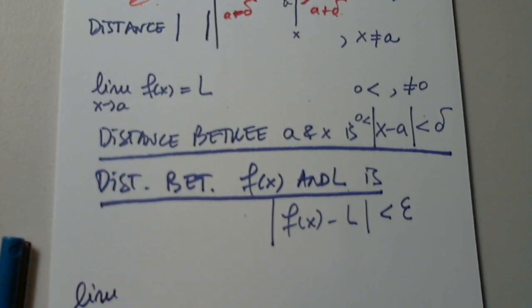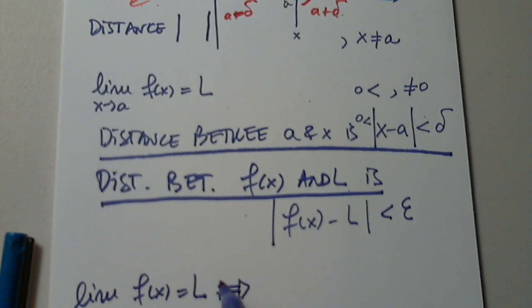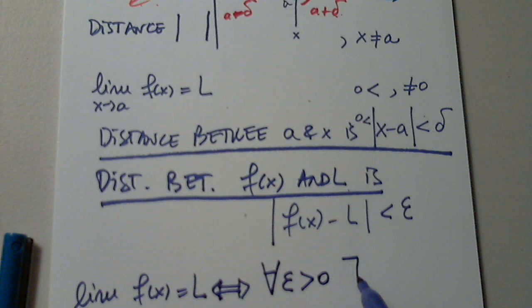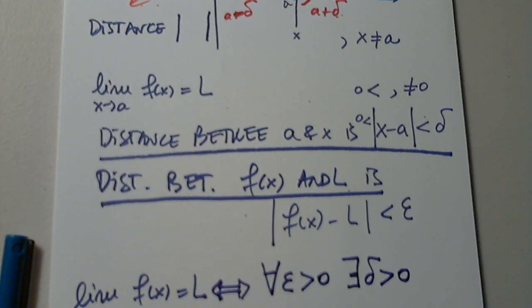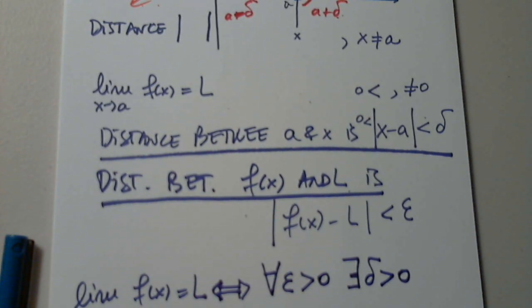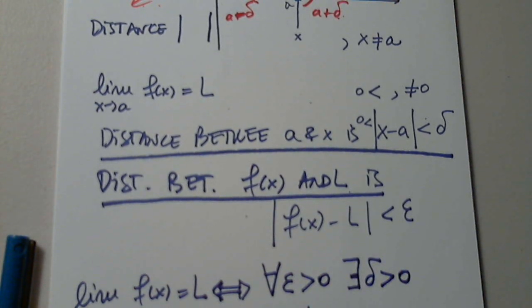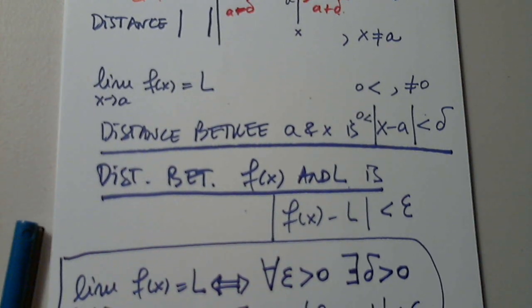The limit as x approaches a of f of x is L, double equivalency: for every epsilon positive, I will find there exists a delta positive such that whenever I pick x close to a, this will always imply the distance between f of x and the limit is less than epsilon. I hope you agree that no one wants to write this.